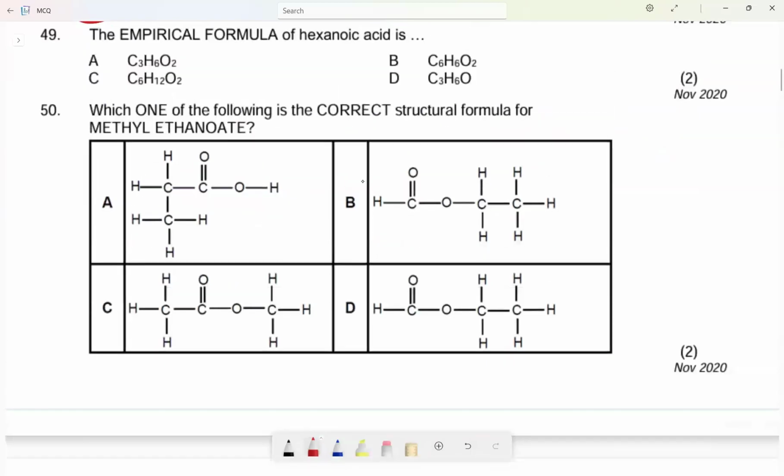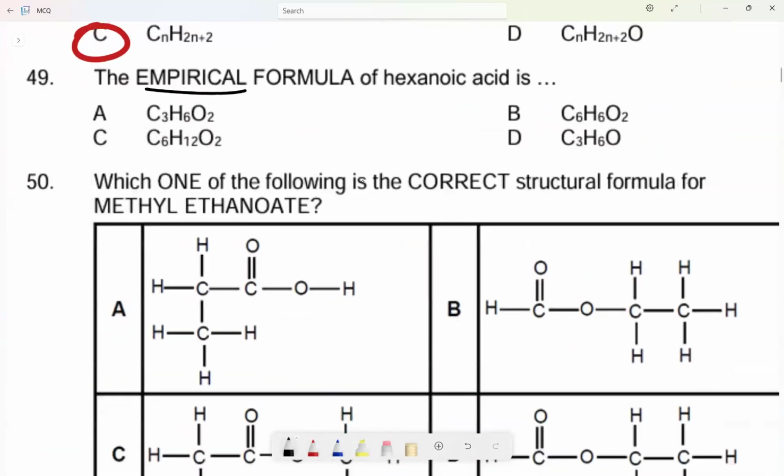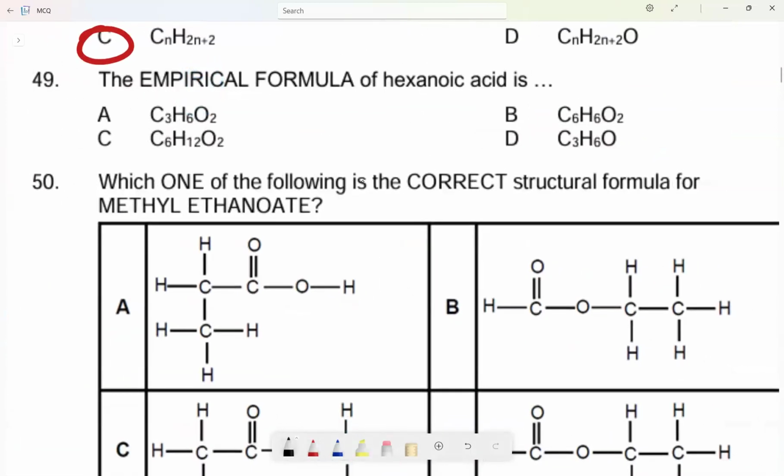Number 49, an empirical formula. Do not confuse an empirical formula with a molecular formula. An empirical formula shows the simplest whole number ratio. So let's start with the molecular formula of hexanoic acid. It is going to be 1, 2, 3, 4, 5, 6 carbons. It is a carboxylic acid, with OH. So it will have 1, 2, 3, 4, 5, 6 carbons, C6H12O.